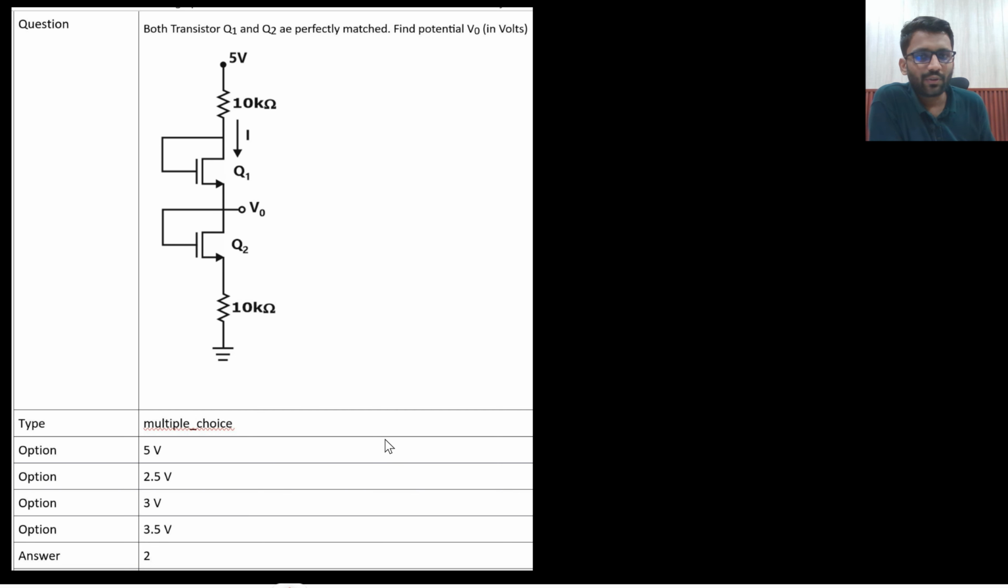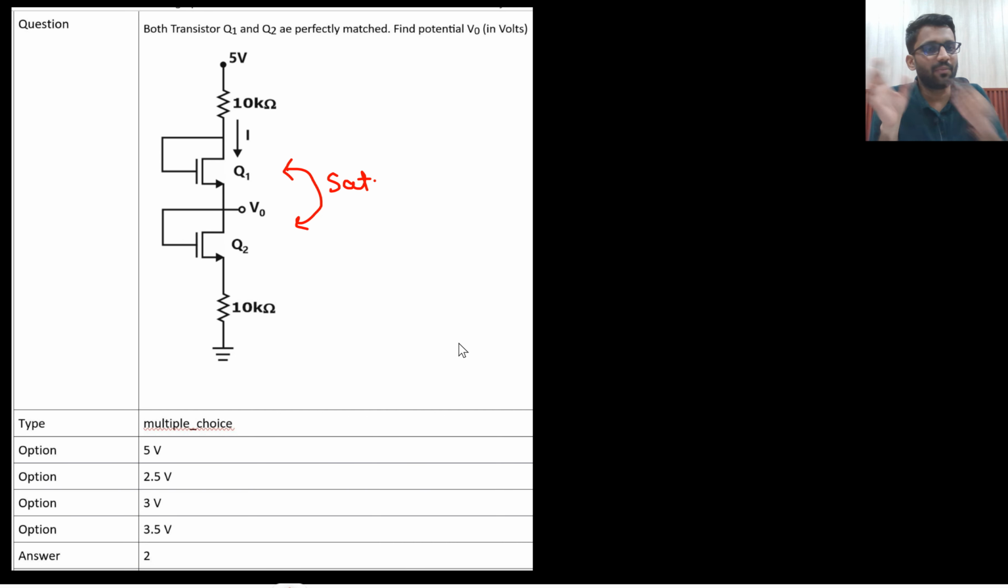Q1 and Q2 both are matched. You need to find the potential V0. Here both of the MOSFETs are in saturation region. Both are matched. That means both have same mu Cox W by L value. Vt value is also same. Everything is same. Both are in saturation region. Both are driving the same current, right? In the whole MOS, the same current is flowing.